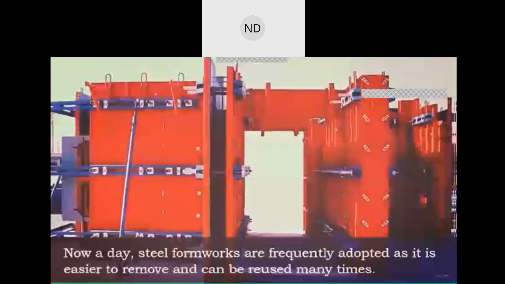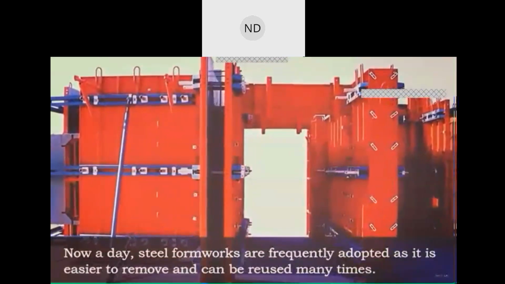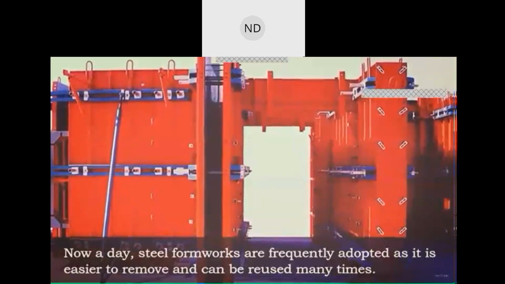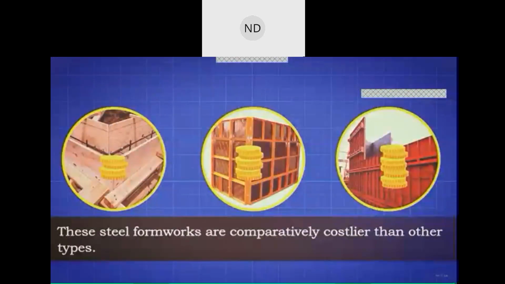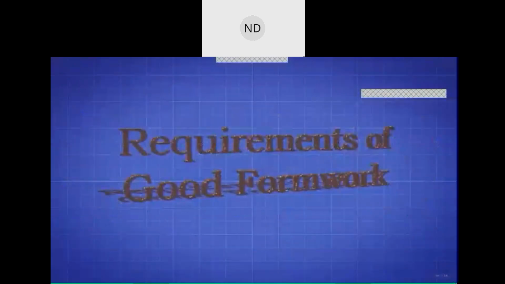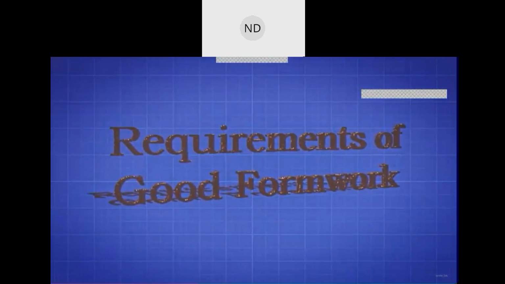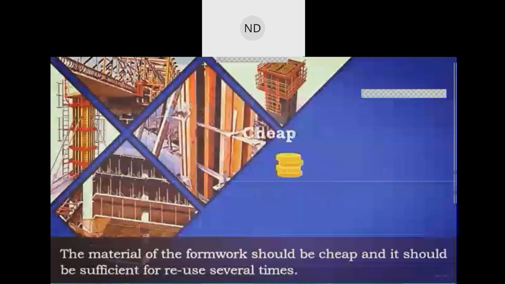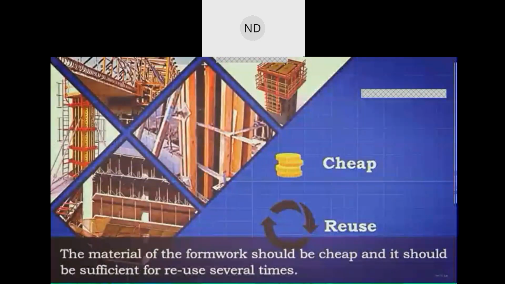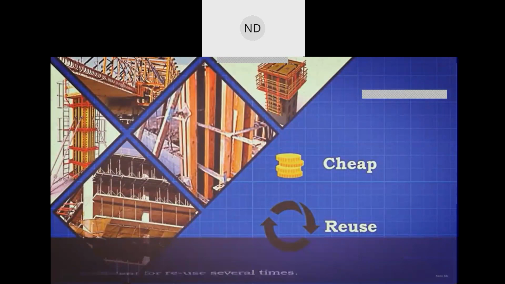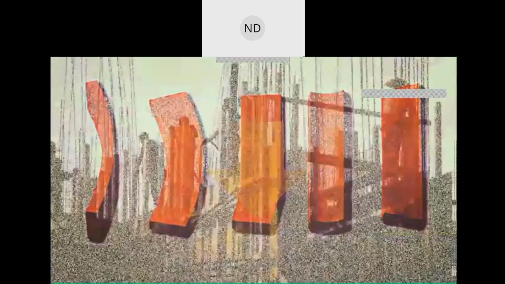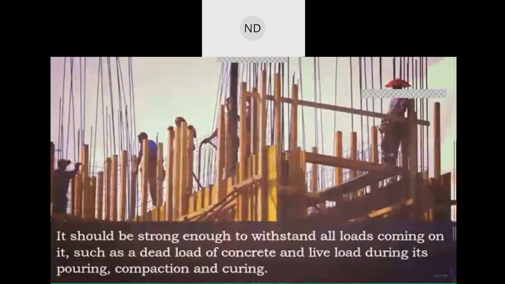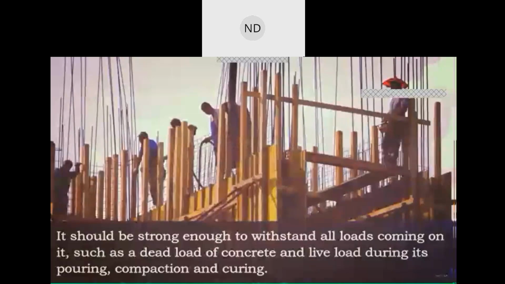Nowadays, steel formworks are frequently adopted as they are easier to remove and can be reused many times. These steel formworks are comparatively costlier than other types. A good formwork should comply with the following requirements. The material of the formwork should be cheap and suitable for reuse several times. The shrinkage and swelling of formwork due to water should be minimal. It should be strong enough to withstand all loads coming on it, such as the dead load of concrete and live load during pouring, compaction, and curing.